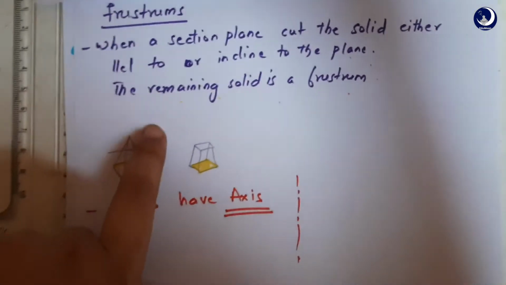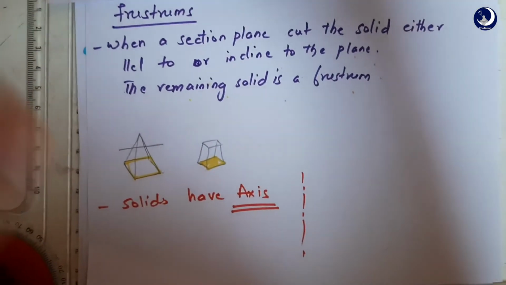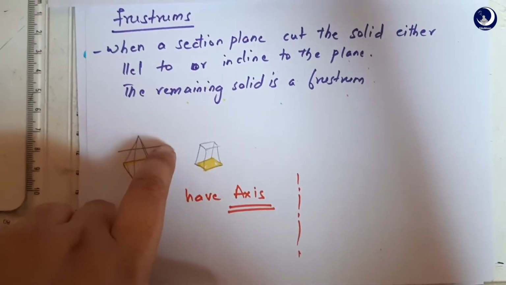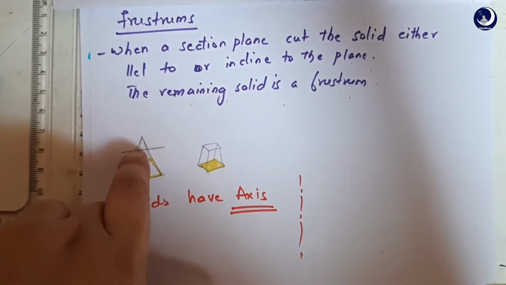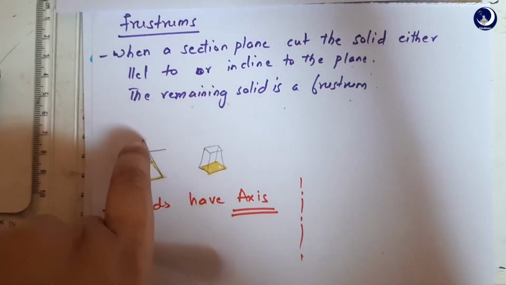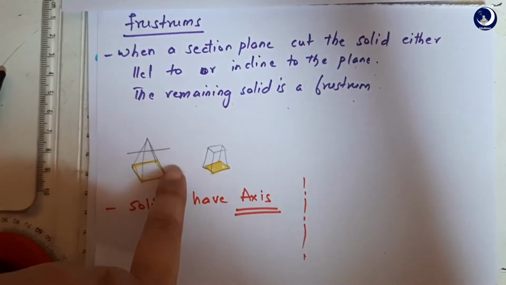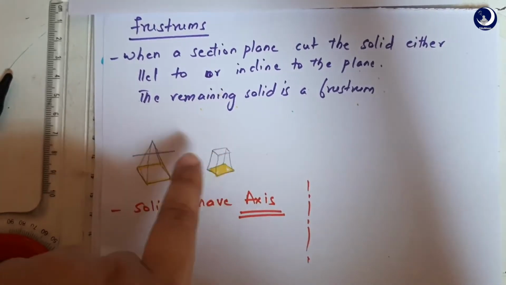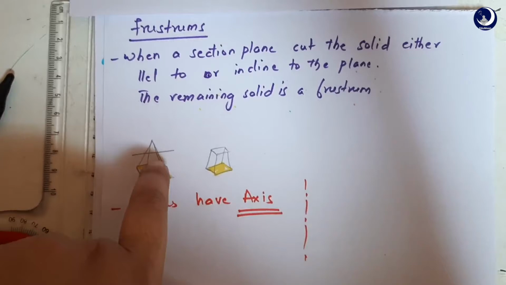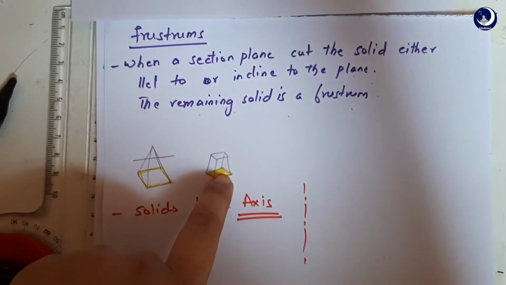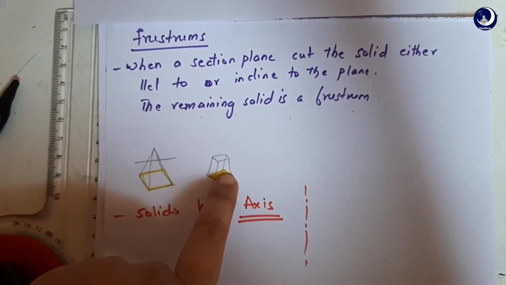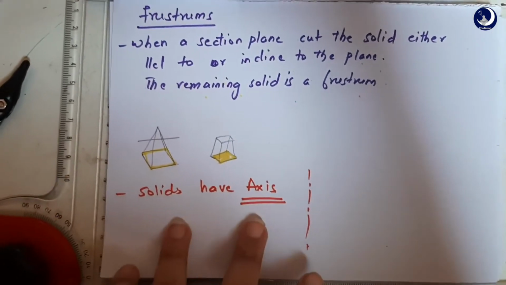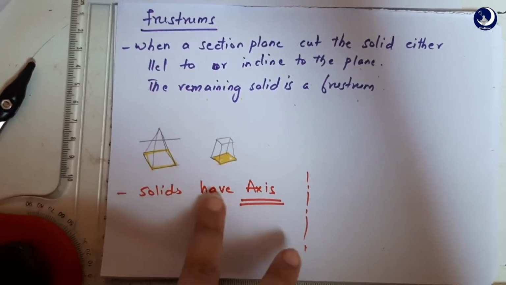So for example, let us say we have a square pyramid and somebody has cut this part. So the plane that is used for cutting is called the section plane. We'll know more about the section planes in the next chapter, that is sectioning of solids. Anyways, so after the solid is cut, the remaining portion will look something like this, and this is called the frustum.